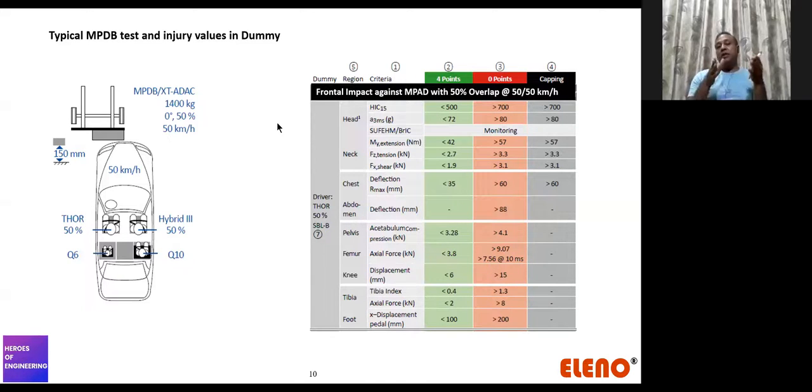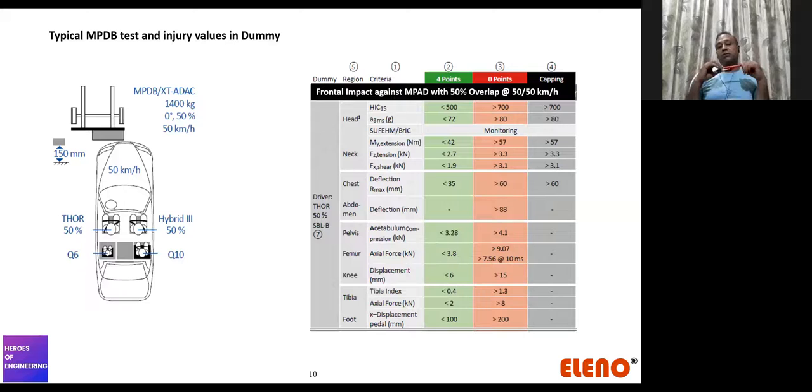Here, in the picture on the left-hand side with the car and the barrier, there is a moving deformable barrier. But till 2019, this barrier was fixed to the wall. Now it is called MPDB, the moving progressive deformable barrier. The barrier just below where MPDB is written is moving at 50 kmph, and your car is also moving at 50 kmph, and it is going to collide with your car. In this way, this is the frontal impact.